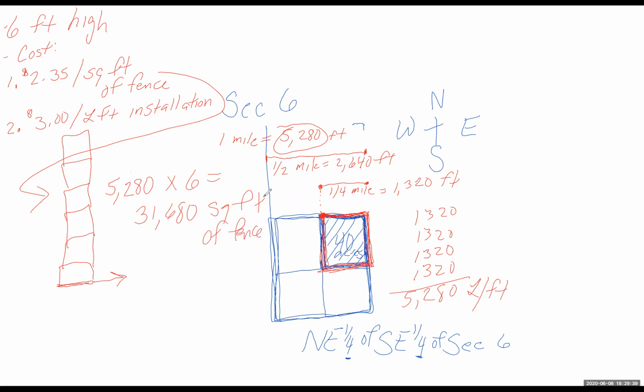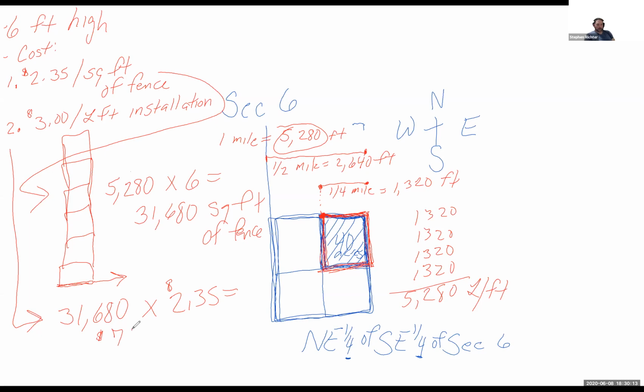So who's got questions on that? Nobody? Everybody feels comfortable with that? All right. And then what's step number two? Multiply it by the $2.35 for the square foot of fence. That's right. So you're going to do 31,680 times $2.35, which gives you what? 74,448. Now this is just the cost of the fence.